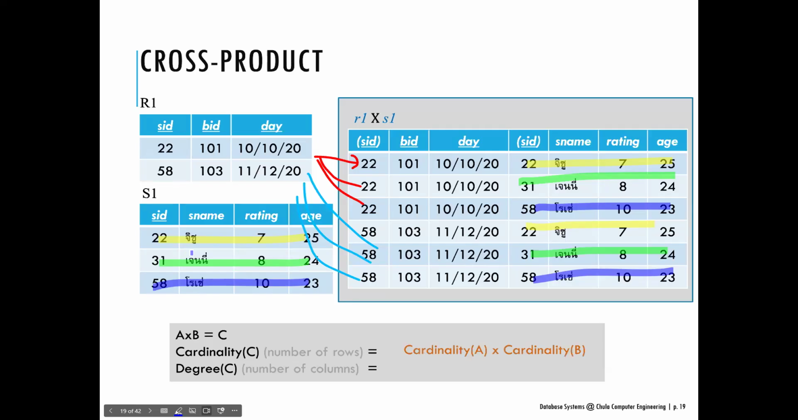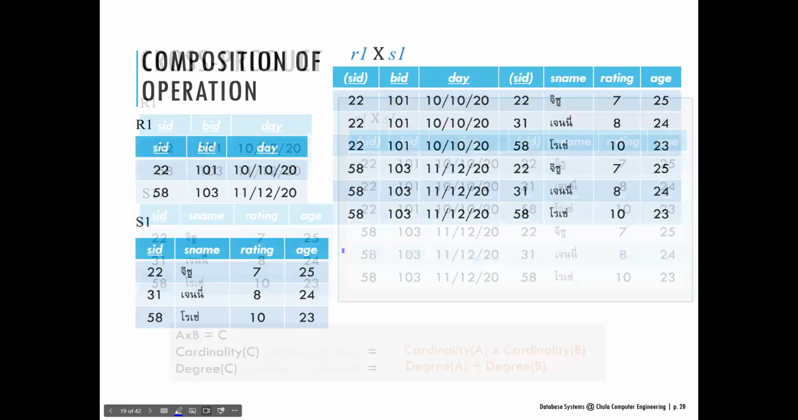And then the degree is the number of attributes, or number of columns. You take the degree of A plus the degree of B, right? So you will have 3 and 4 here, so you have 7 columns altogether. If I ask you cardinality, it would be the number of rows in the result. If I ask you about the degree, it would be the number of attributes in the table, right?